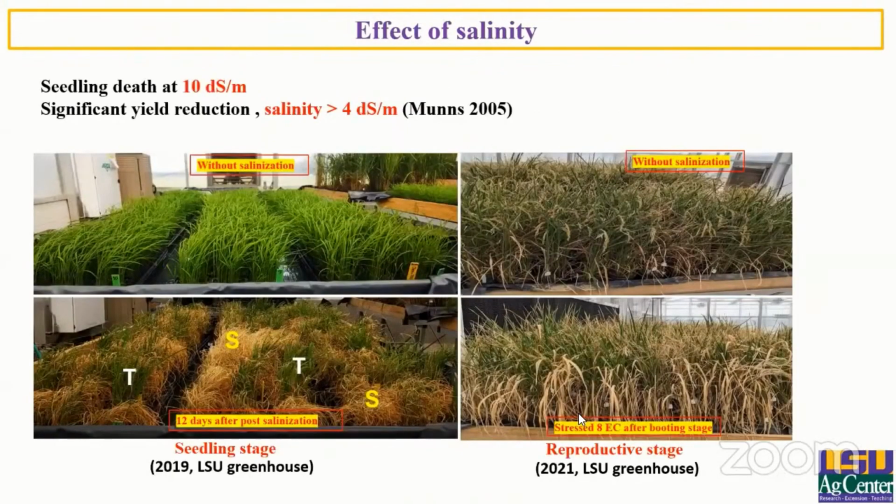Seedling death occurs when the salt stress is around 10 dS/m, and rice shows significant yield reduction when the salt stress is around 4 dS/m. And you can see both the seedling and reproductive stages. The upper panel is without salinization in the seedling and reproductive stages, and the lower panel is after salt stress during the seedling and reproductive stages. You can see the clear difference between the control and the stressed plants.